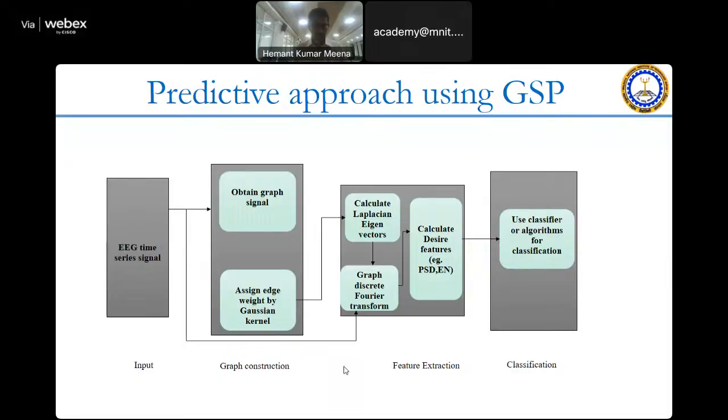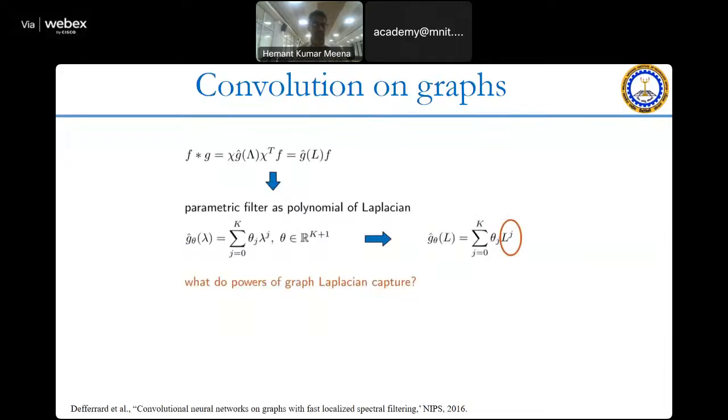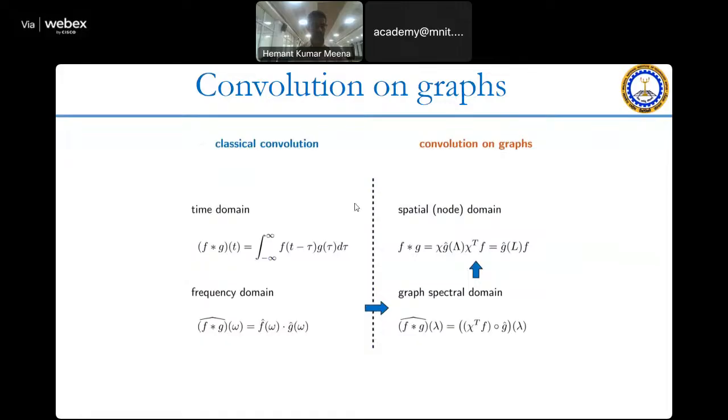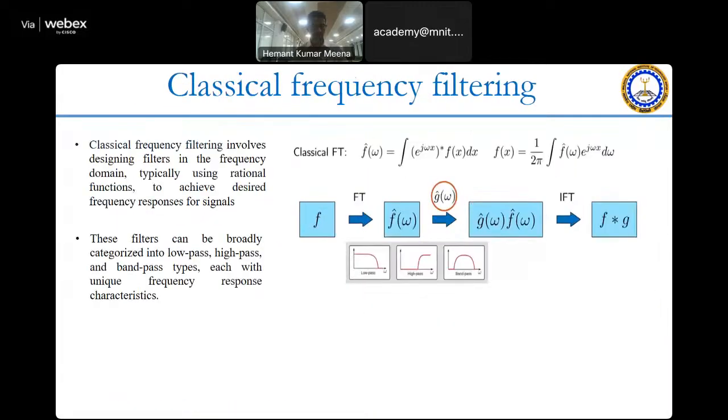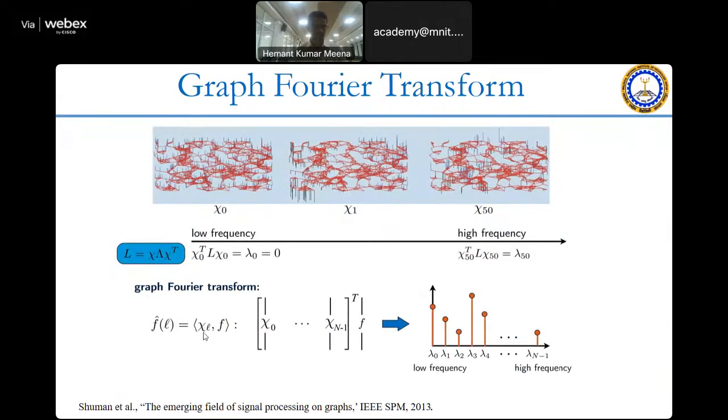See, one of my students, Ram Nivas, has implemented this. That has been shown here, how people have applied it on the EEG signal. EEG is a one-dimensional signal, and they obtained the graph signal, assigned edge weight by Gaussian kernel, and calculated the Laplacian eigenvector. Why do we need to calculate the Laplacian eigenvector? Because remember, what was the graph Fourier transform? If you recall, it is this one, X L.